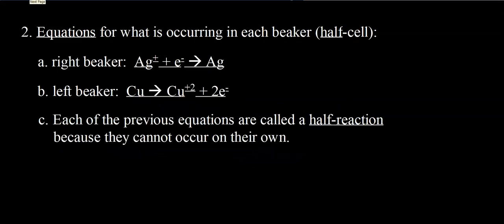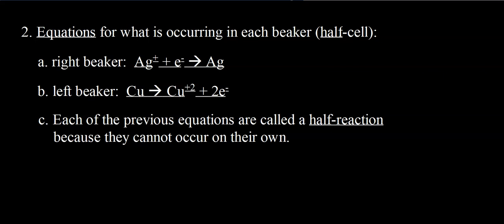All right, let's do this. Let's write equations for what's occurring in each beaker. Again, each beaker is known as a half cell. Why? Well, the whole thing is called an electrochemical cell, a galvanic cell in this case, and so half of that galvanic cell is called a half cell. Interestingly, I'm going to skip ahead to letter C for a second. The processes that occur in each half cell are known as half reactions. Again, they are half of the overall reaction. They cannot occur all by themselves. They need to occur together.